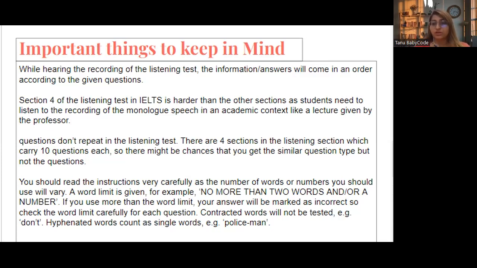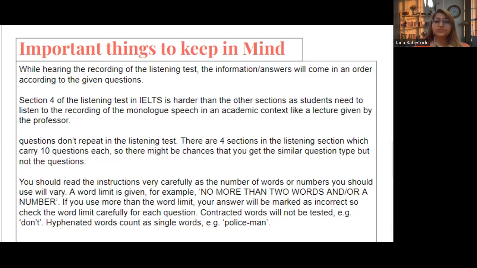Contracted words will not be tested. For example, don't. So do not write contracted words. Hyphenated words are counted as single words. For example, policeman is counted as one. Up-to-date, with 2 hyphens, again is counted as one word.